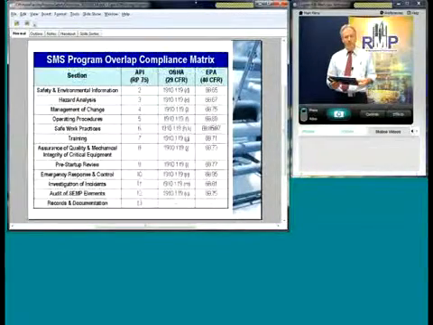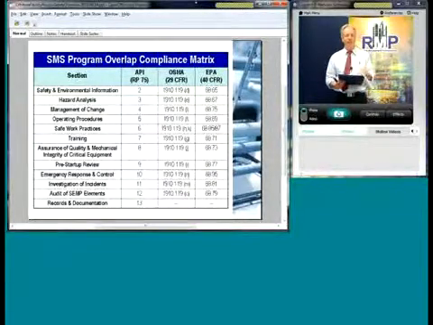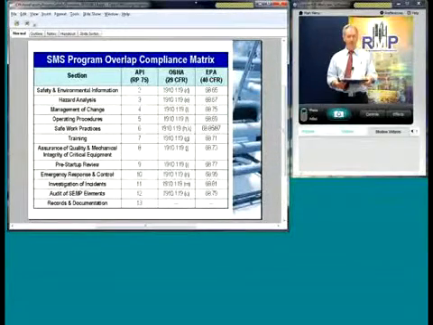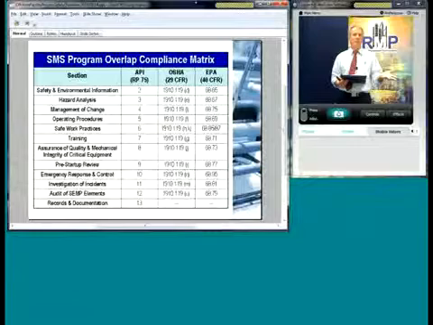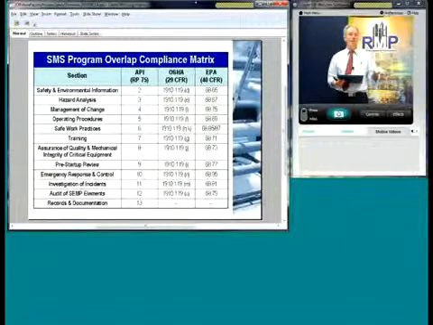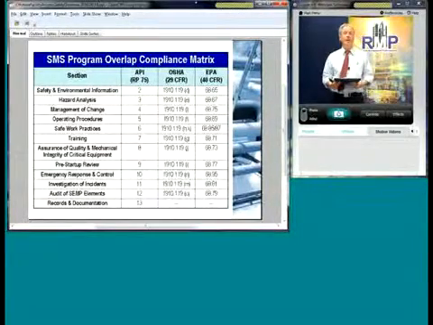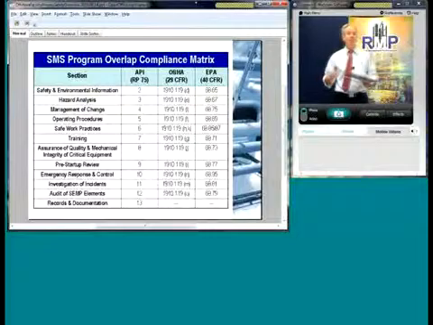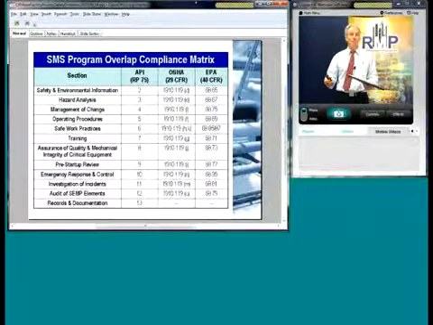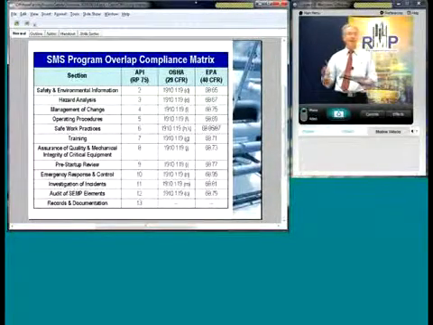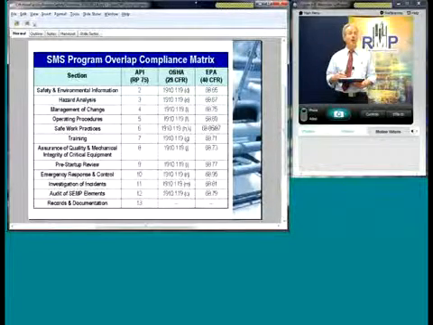What I'd like to do, and this is updated a little bit from last time, is demonstrate that overlap and just leave you with this as a reference for when you're looking at compliance for all these different elements. We're not breaking any new ground here. A lot of these elements are common to these other programs, and this is just a handy reference chart for what has been out there with respect to SEMP and SEMS versus the other elements that are part of other safety management systems.